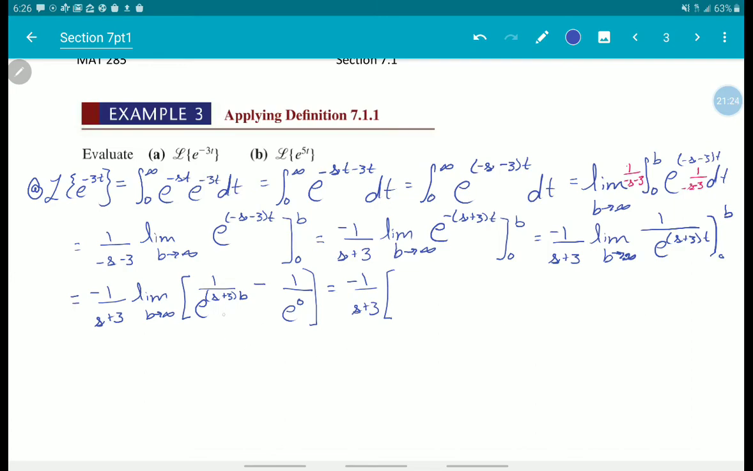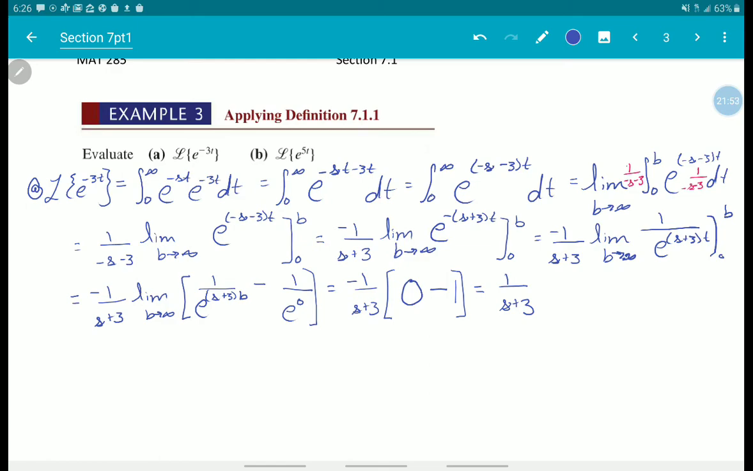So then as b gets bigger and bigger, that first term is getting smaller and smaller. So that guy's heading to 0, just because that denominator is growing without bound. This guy is really 1 over e to the 0, so that's 1 over 1, which is 1. And as b gets bigger and bigger, it's still heading to 1. So this guy's heading to 1 over s plus 3.